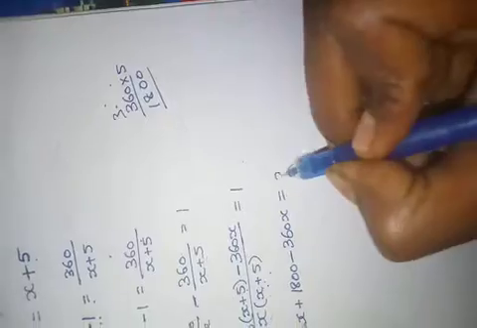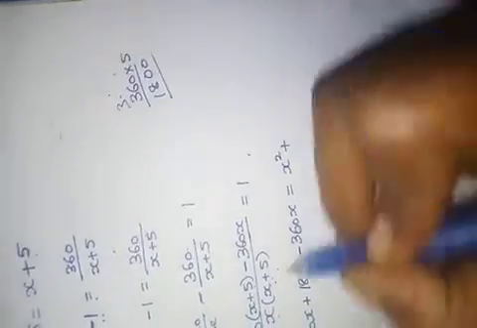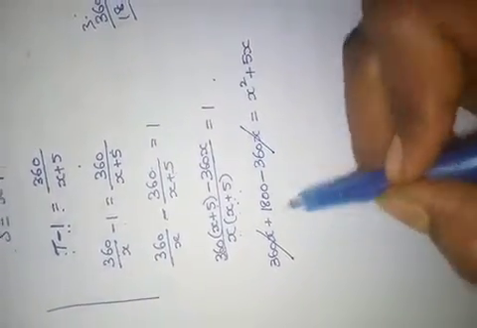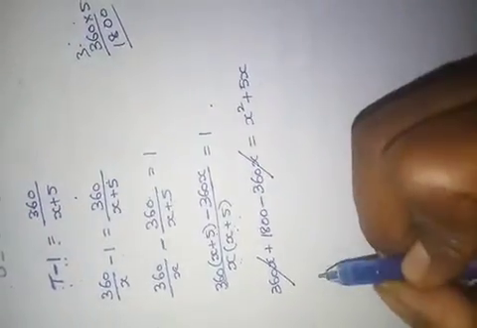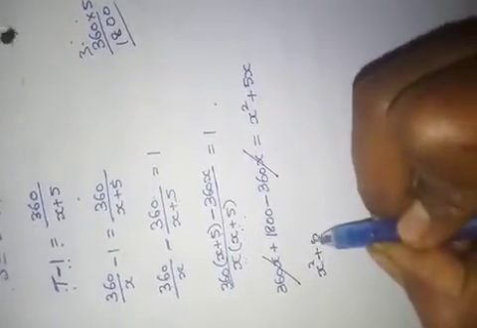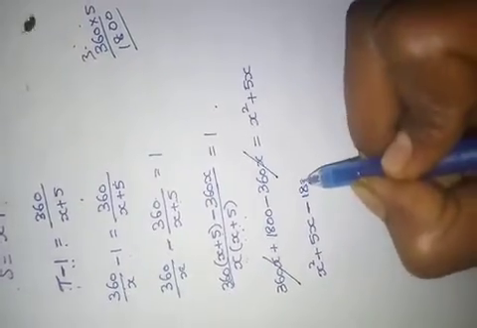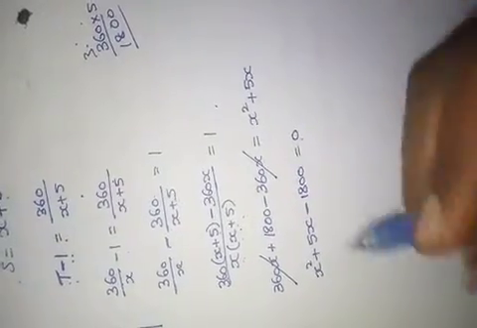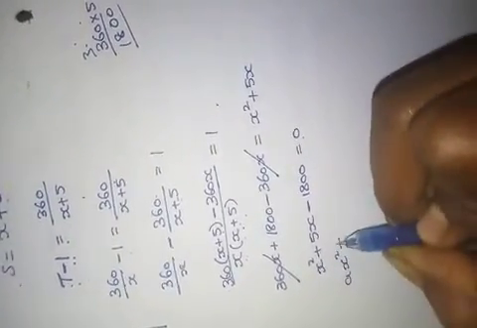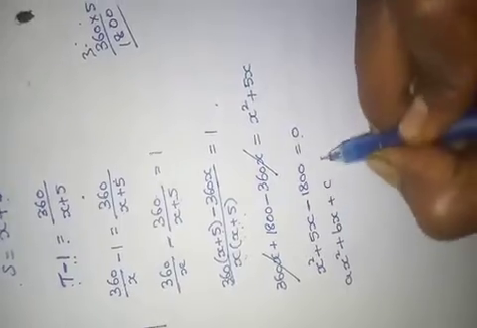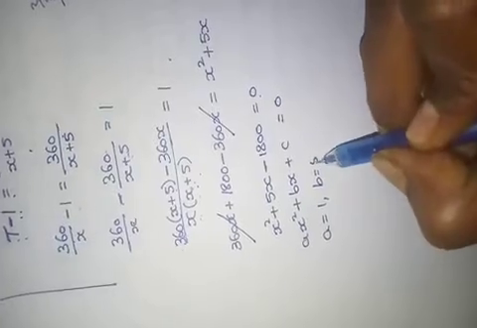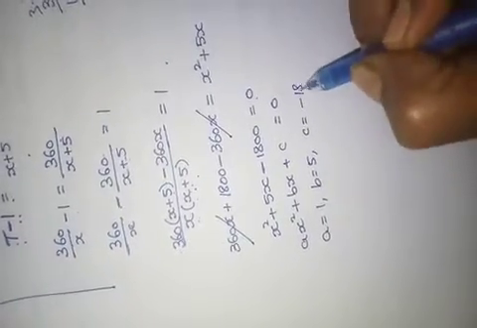x into x, x square, plus 5 into x, 5x. And now see here, plus 360x minus 360x cancel. I am sending this plus 1800 to that side: x square plus 5x minus 1800 equals 0. Now it is in the form of ax square plus bx plus c equals 0. a equals 1, b equals 5, c equals minus 1800.